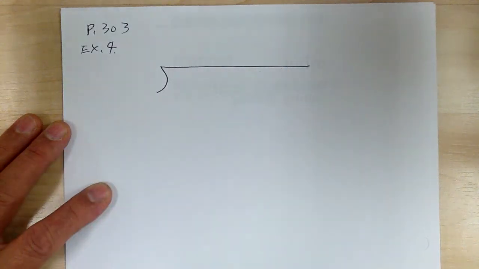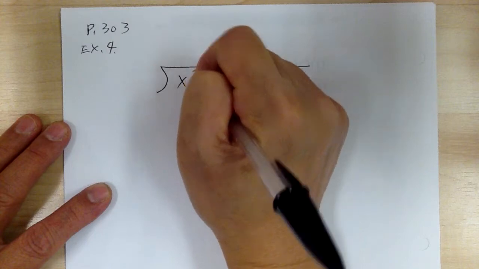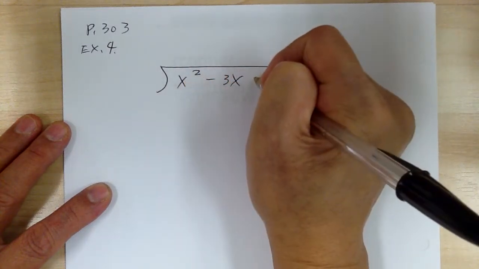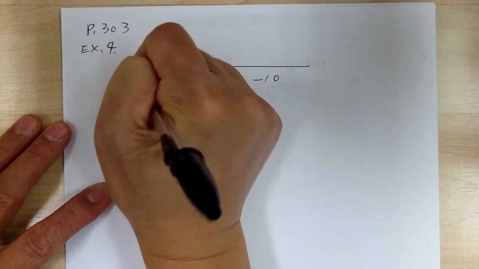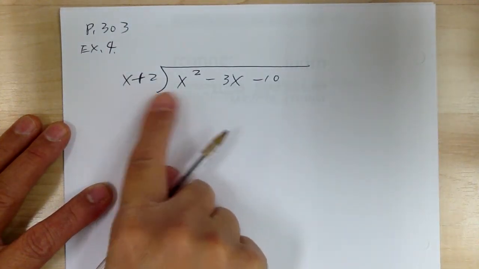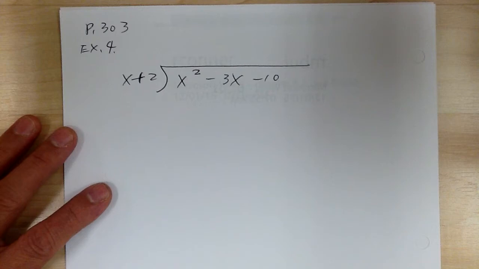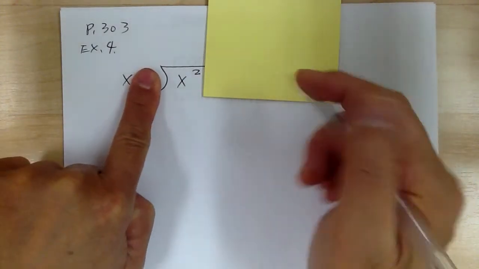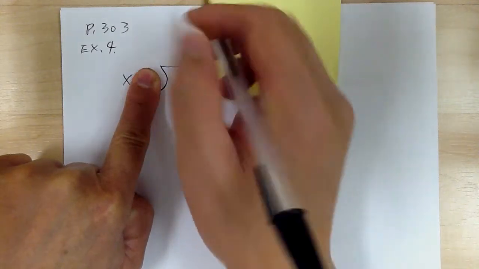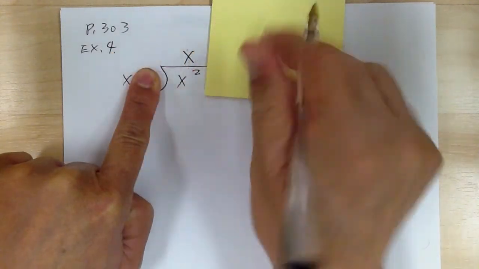So you have division. Now remember, you have to arrange everything in order, right? So you're going to have x squared minus 3x minus 10, and you're going to have an x plus 2. Now you can look at the first term. So x times what will give you x squared? The answer is x, right? X times x will give you x squared.